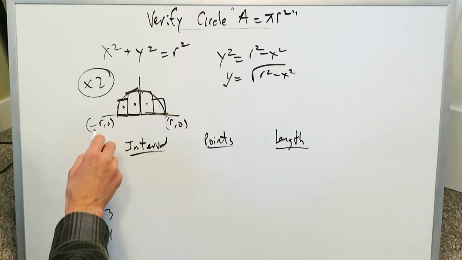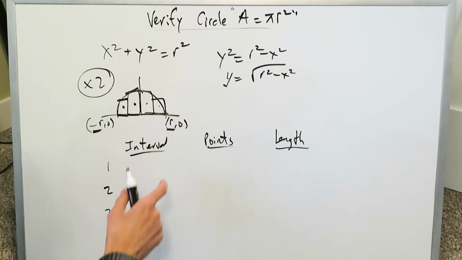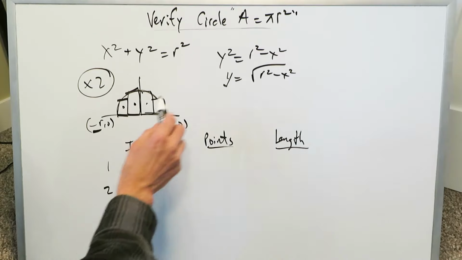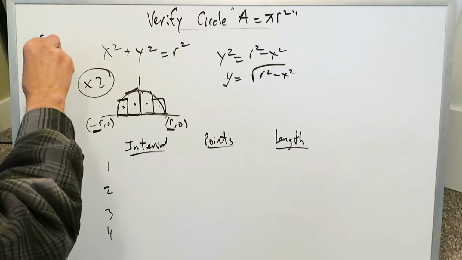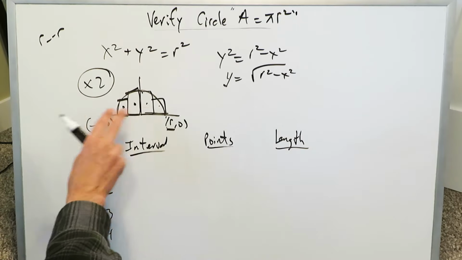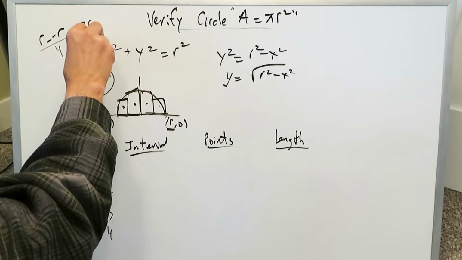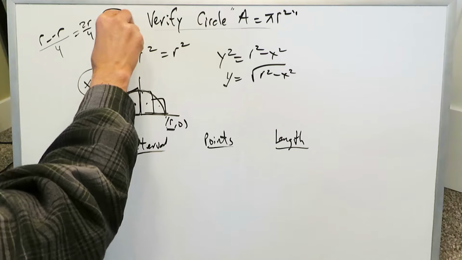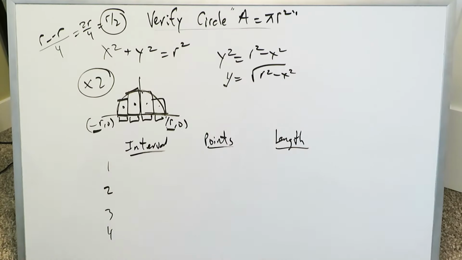I am looking at everything from minus r to r on the x dimension, and I have 4 of these. The distance is r minus minus r, which is 2r, and I divide it by the number of rectangles, which is 4. I have 2r over 4, which is r over 2. This r over 2 represents the width of each of these rectangles, and also each of these intervals.